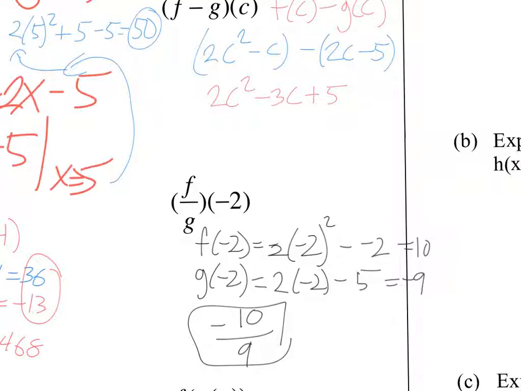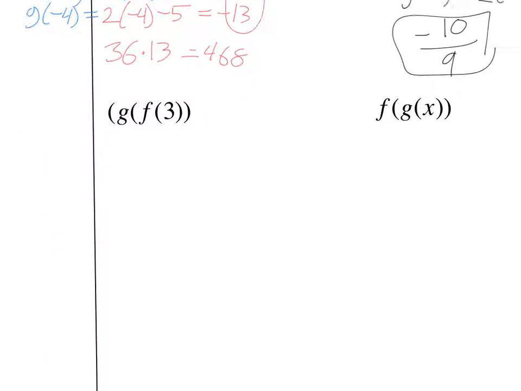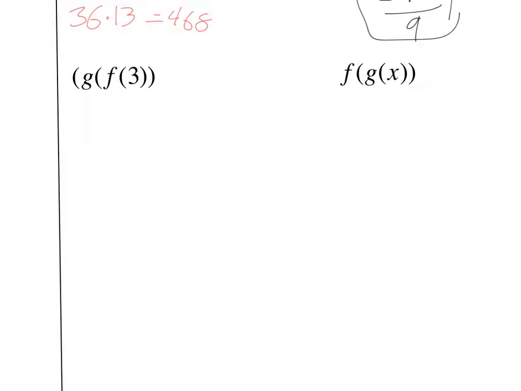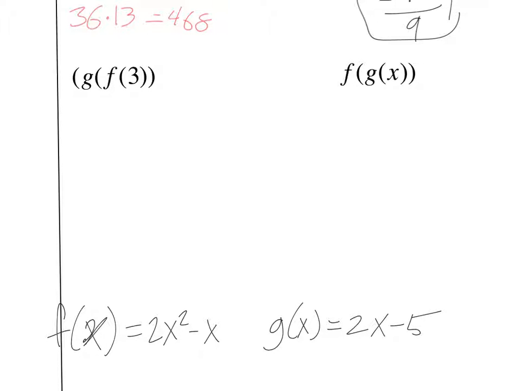Again, it doesn't matter if you plug things in first and then deal with this, or if you set up the problem first and then plug the numbers in before you evaluate. Okay. G of f of 3. All right, I'm going to rewrite these guys so I don't have to keep scrolling up to the top. So f of x is equal to 2x squared minus x. G of x is equal to 2x minus 5. So G of f of 3 means that I'm going to find f of 3, and whatever the answer is, I'm going to plug into G.